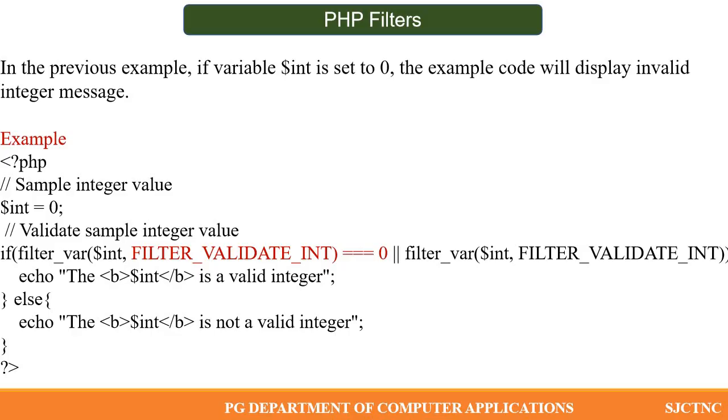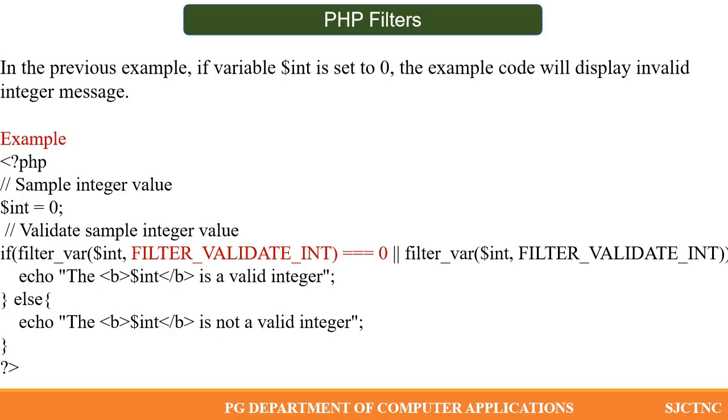In the previous example, if the variable int is set to 0, the example code will display an invalid integer message. That is, if you assign the value 0, it will give the output that it is not a valid integer. For that we have to check one more time, that is, we have to check twice. In this example we can see the integer value is set to 0, then we are using the filter_var function with FILTER_VALIDATE_INT, checking if it is 0. If it is 0, it is also an integer.